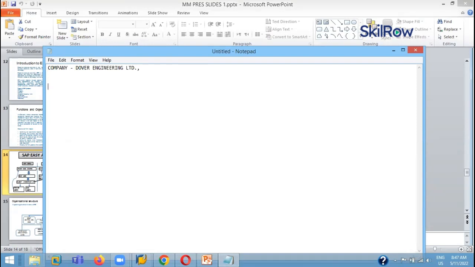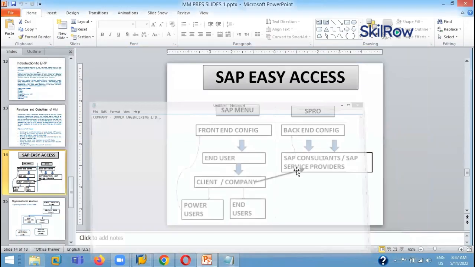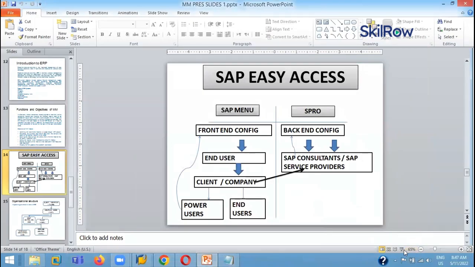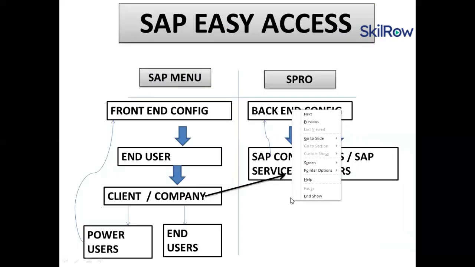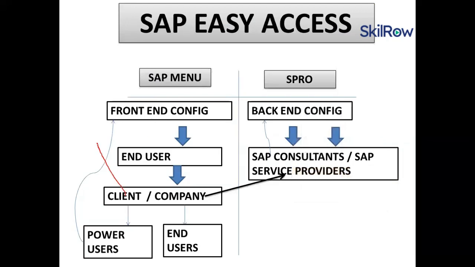Now let us say this Dover Engineering Limited wants to go for SAP implementation. They want to load SAP. How will they do that? So here you see, Dover Engineering is this side. These people are Dover Engineering. This client is Dover. I have just written D. D means Dover.